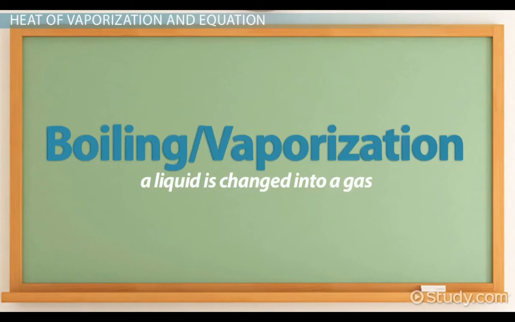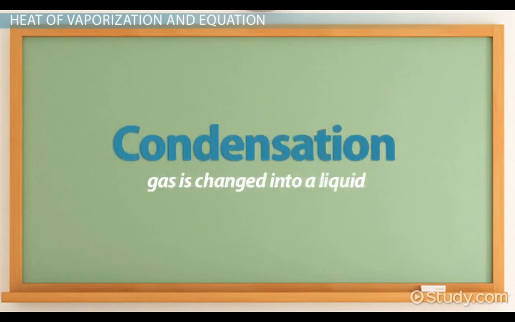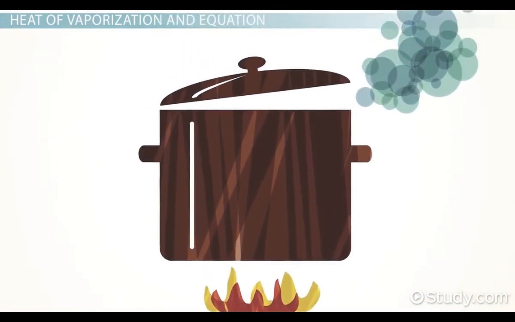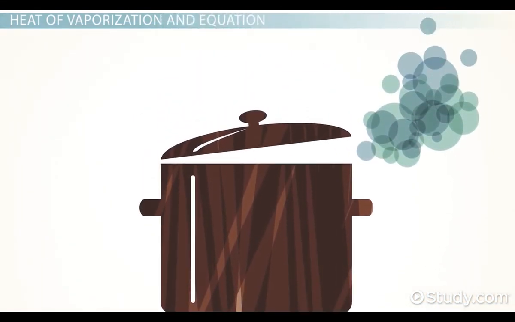Boiling, or vaporization, is when a liquid is changed into a gas, and condensation is when a gas is changed into a liquid. Okay, so let's put some water in a pot and watch it boil. As the water gets hotter, the molecules start bouncing around like crazy and keep getting farther and farther apart.